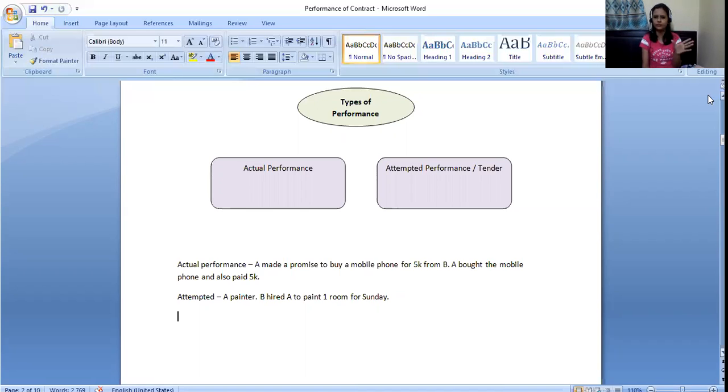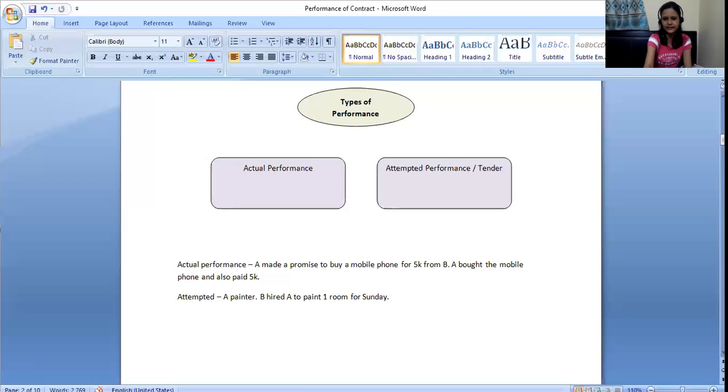So these are the two different types of performance that we have. One is actual performance. Whatever things were there, accordingly only I performed. Another one is attempted performance. I made an attempt to perform it, but because of the other person's fault, I could not perform it. But in the case of attempted performance, it has to be the other person's fault. It should not be my fault or something like that.